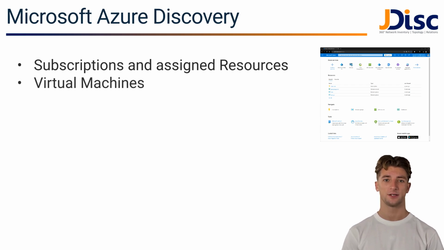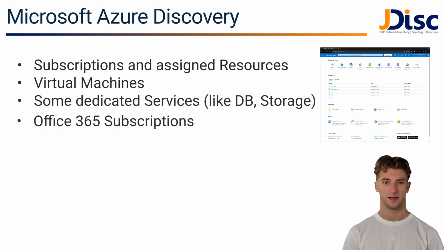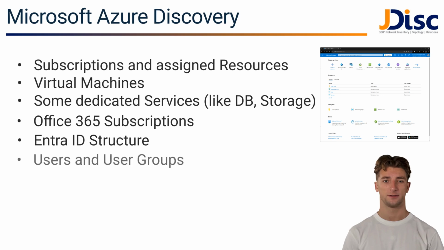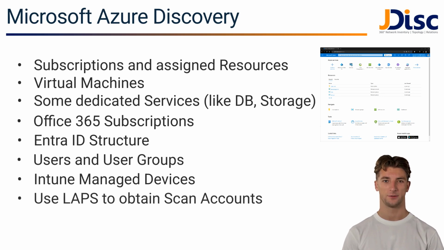We get some dedicated services like hosted databases, storage services, and some others. Just contact us if you are missing some. We get the list of Office 365 subscription, service plans, and the assignments to users. We determine the EntraID structure including users and groups, administrative units, and devices managed by Intune together with their relationships. Finally, we have just recently extended our LAPS support when the local administrator's credentials get stored within the Azure portal and not locally in your Active Directory.